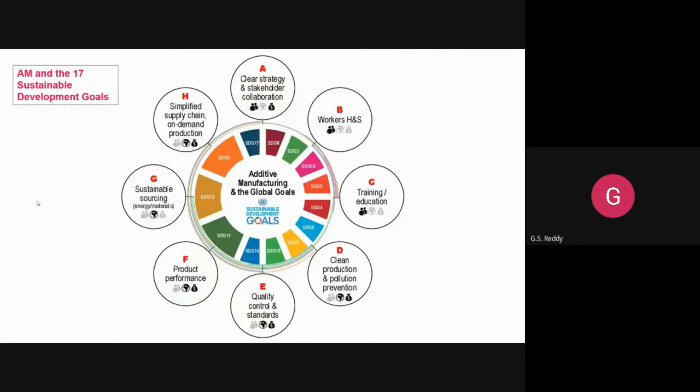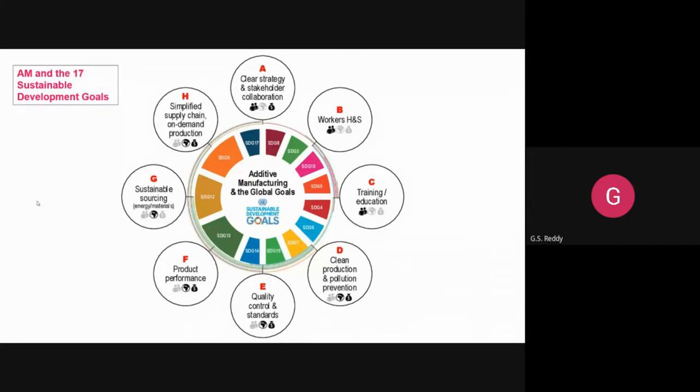This is an important slide I would like to emphasize. Here, additive manufacturing and the global goals, A to H, are shown. A is clear strategy and stakeholder collaboration. B is workers' health and safety, training, education, clean production and pollution prevention, quality control, product performance, sustainable sourcing, simplified supply chain and demand production. Here, 17 sustainable development goals have been identified.